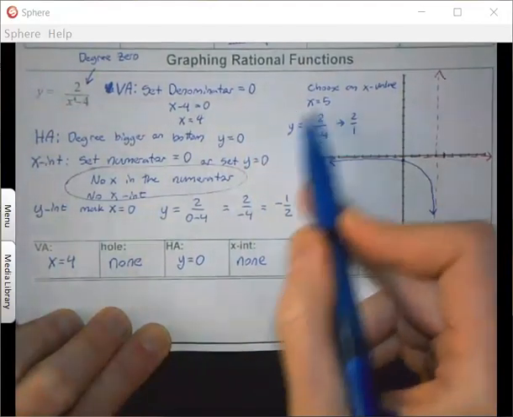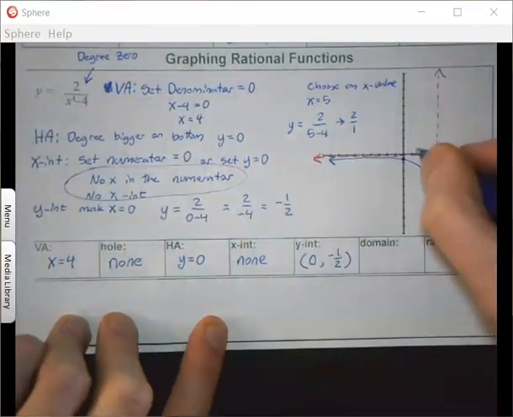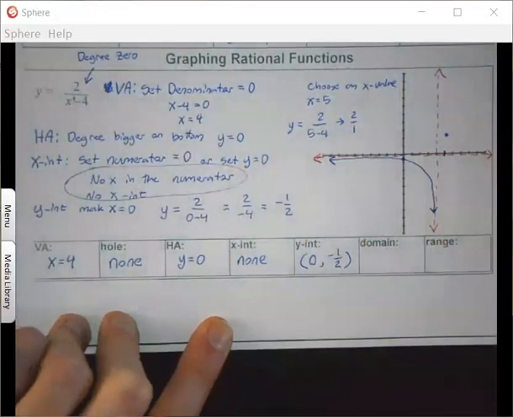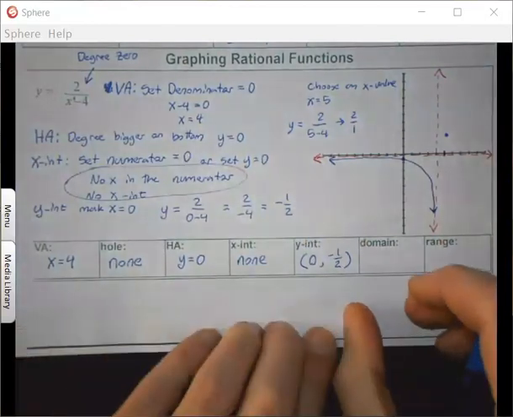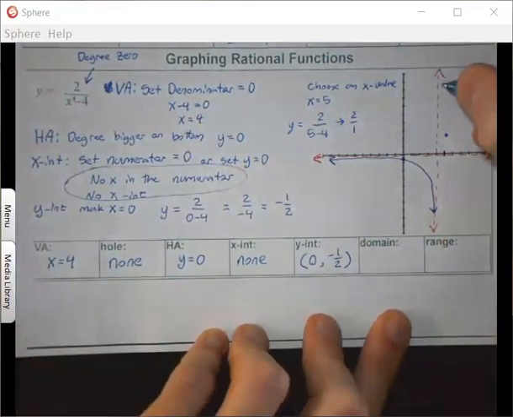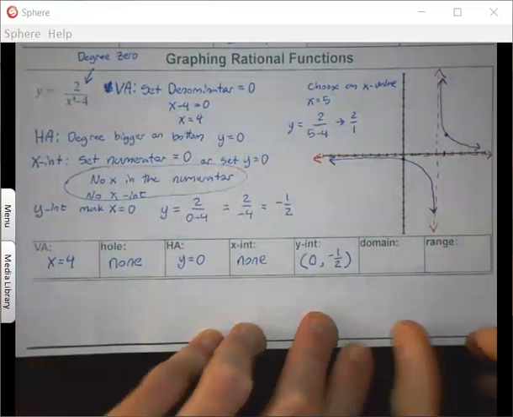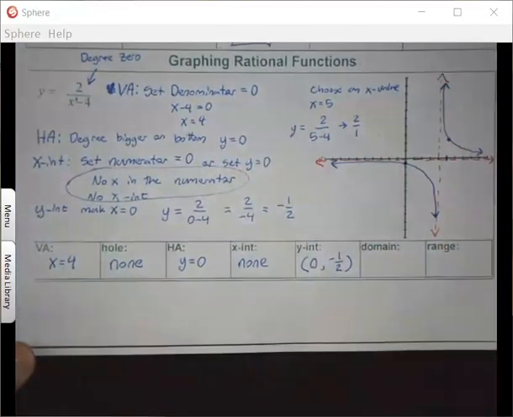So when x is 5, y is going to be 2. So over 5, up 2, about right there. So now I can draw my curve. Okay, last bit, domain and range. So remember, the domain is a description of all x values that we can have.